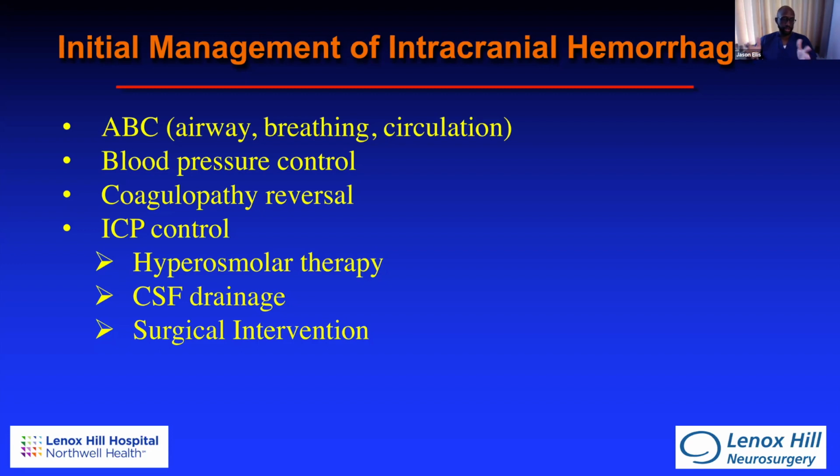And finally, surgical intervention. As I mentioned, there are three components inside the compartment: blood, brain, and cerebrospinal fluid. If we remove the blood or the bleeding via surgical intervention, we can certainly bring the pressures down.